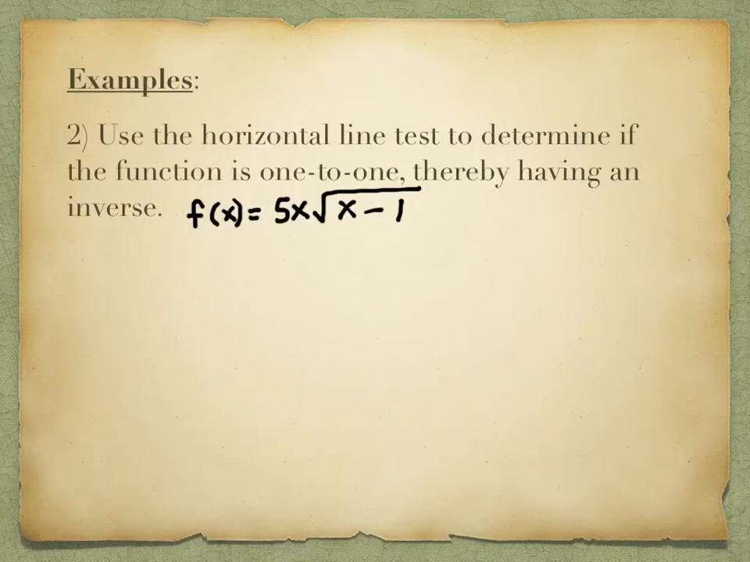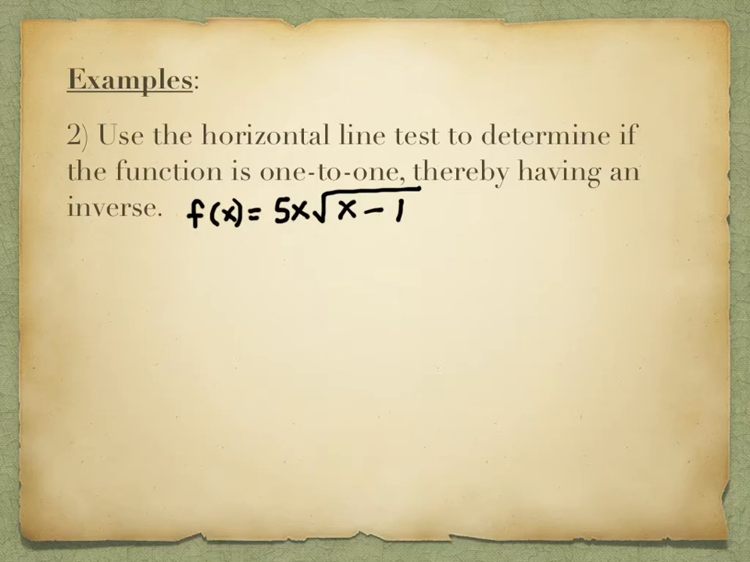Okay, so I've got a function here that's not quite so simple as y equals x squared. And it wants us to use the horizontal line test to determine if the function's one-to-one and therefore has an inverse. So what does that mean you're going to do? You're going to graph it. So grab your calculator. If you don't have yours with you, look at a neighbor's, but please start bringing them if you're not. Go ahead and clear out our equations from the last section.